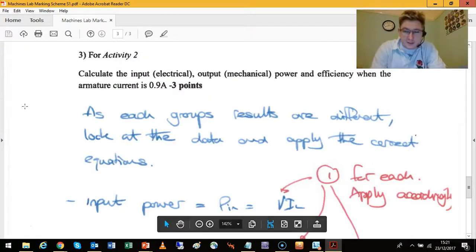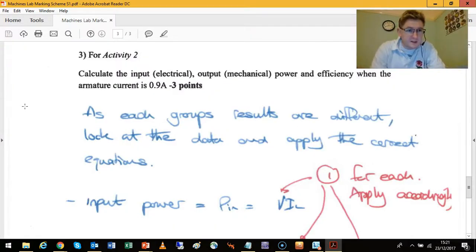This is a sample from the Machines Lab marking scheme from semester 1 of 2016 to 17. This is the one you guys would have done if you were in the second year now. It asks you to calculate the input electrical power, the output mechanical power, and the efficiency when the armature current is at a certain voltage. So I'm assuming this will be done in a very similar way. As each of the groups are different, we're going to look at the data and apply the correct equations.